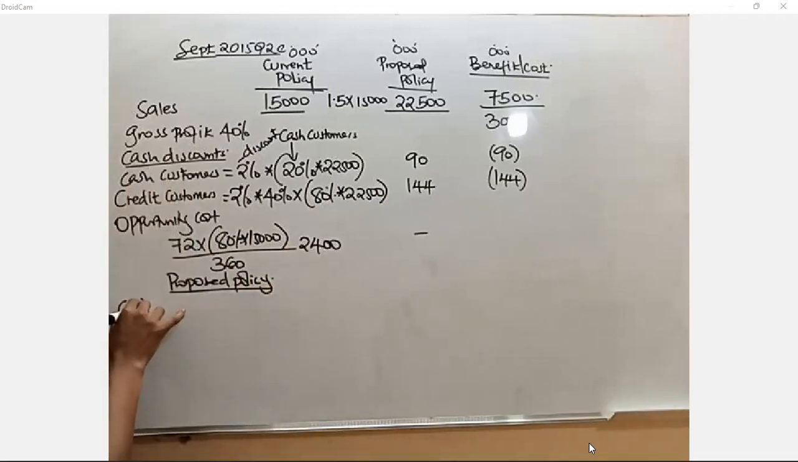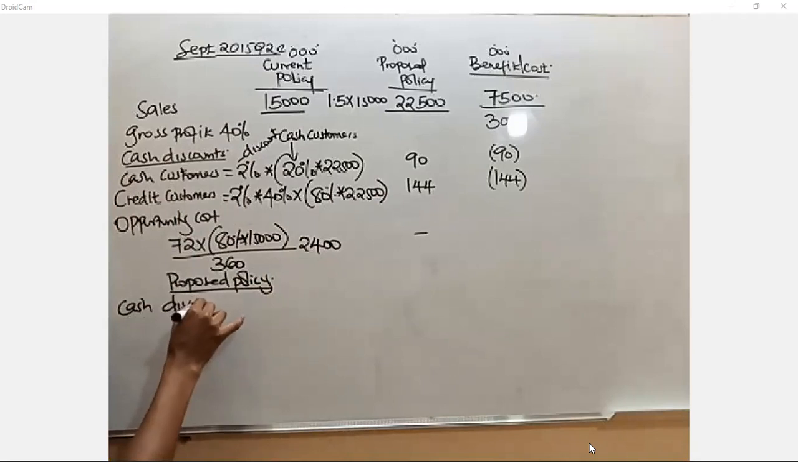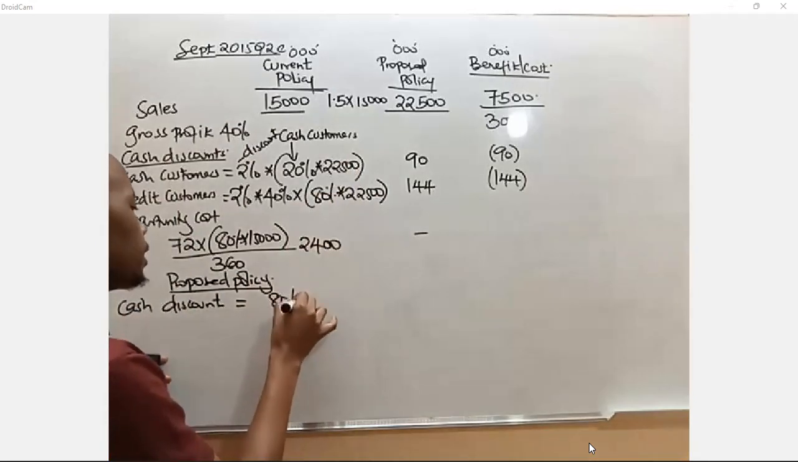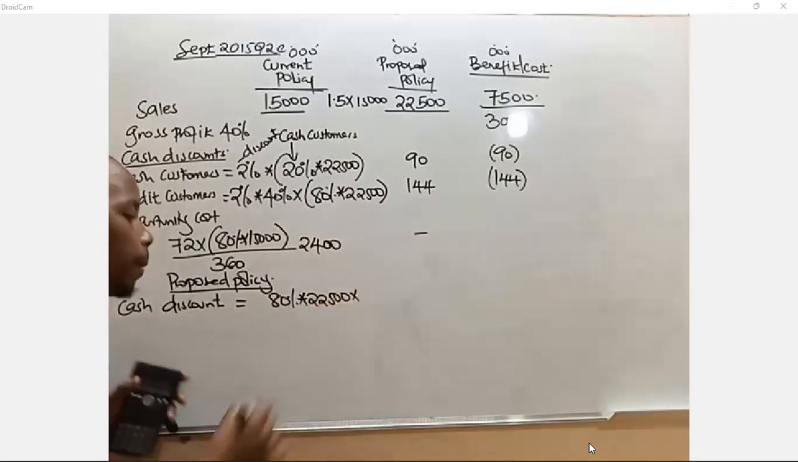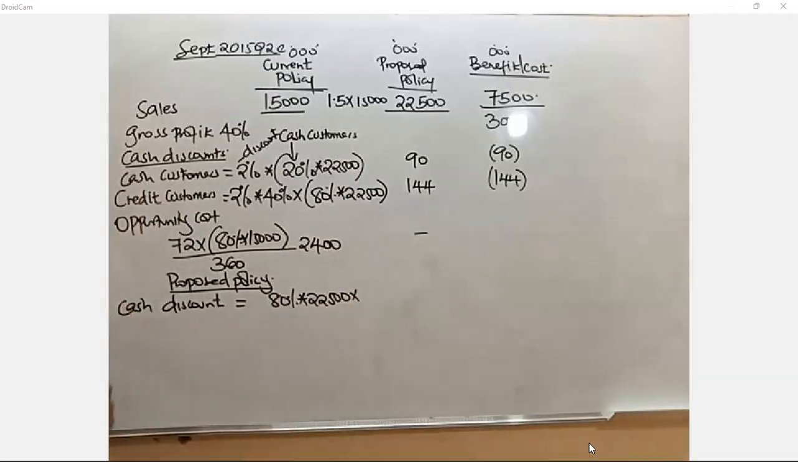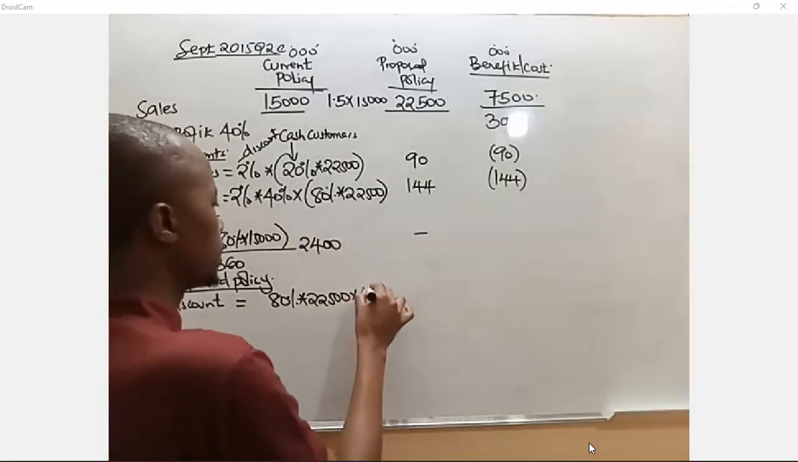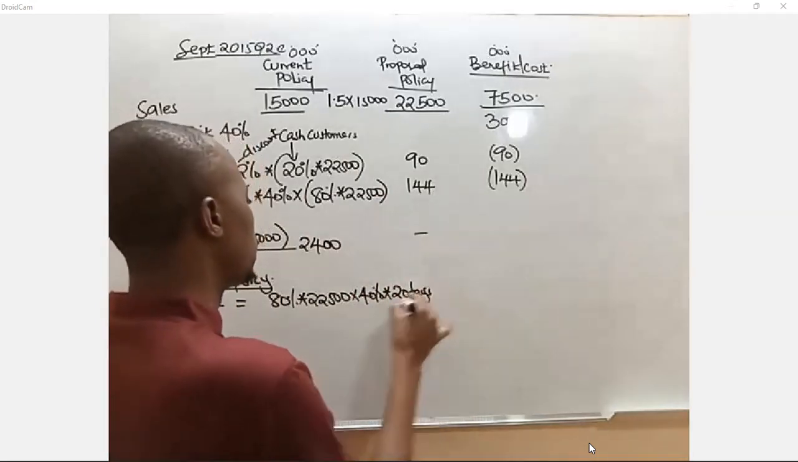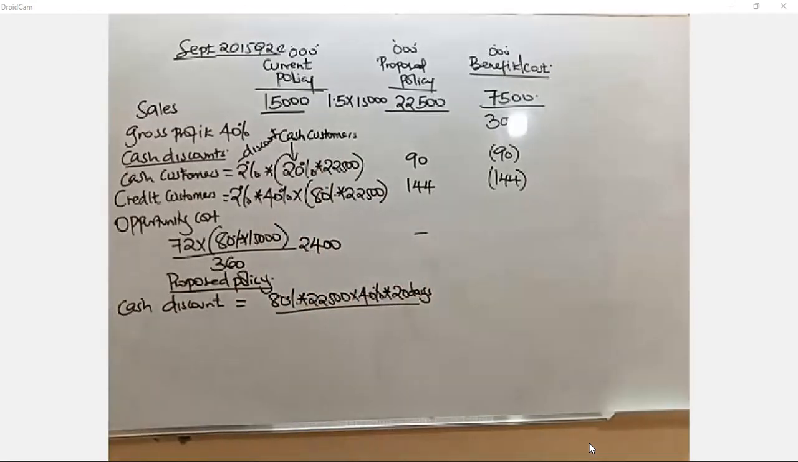So let me start with the cash customers. Let me start with the cash discount, which is the same. So in this case, I will be able to say, right, 40% of the credit customers. But what is our annual credit sales, right? How much is our credit sales? Annual credit sales will be 80% of 22.5. We multiply this by 40% of the customers who will be taking advantage of the discounts, right? Times the period in which they are supposed to be paying, within 20 days, right? Then we divide this by 360 days.